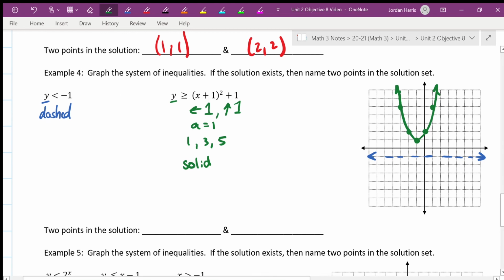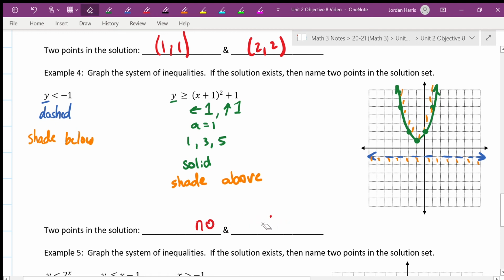Careful about that. They don't intersect, but we're looking at the shaded regions, right? So this one is shade below. This one is shade above. So I'm shading below my horizontal line, shading above. Let's go to any point and move up. Where do those overlap? Nowhere. So the answer is no solution.